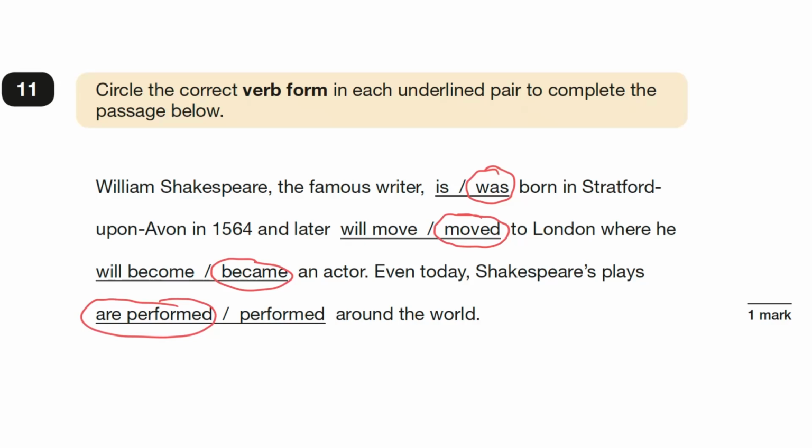What happens is lots of children tend to just make a little bit of a guess here and go, William Shakespeare, he is a famous writer, great, but that's not correct. We need the tense in the sense of the whole sentence. So always read beyond, and that will help you get these questions right.